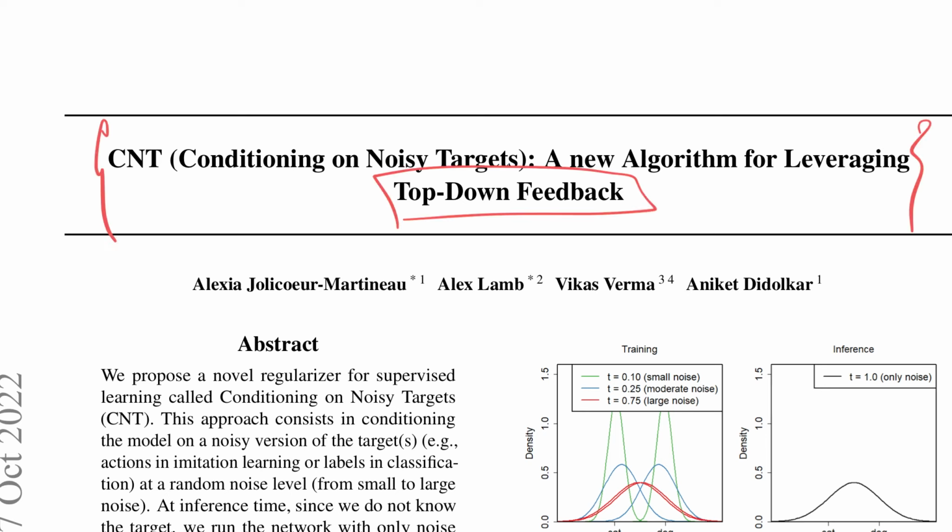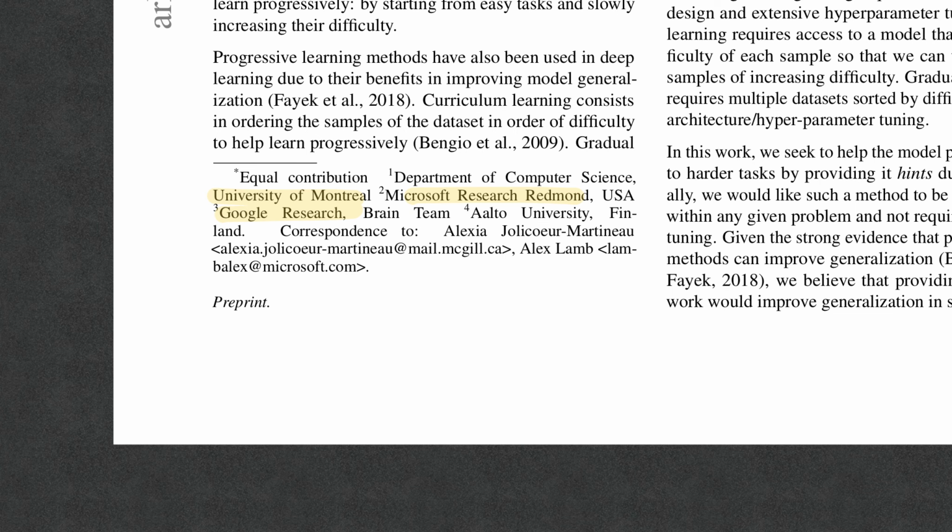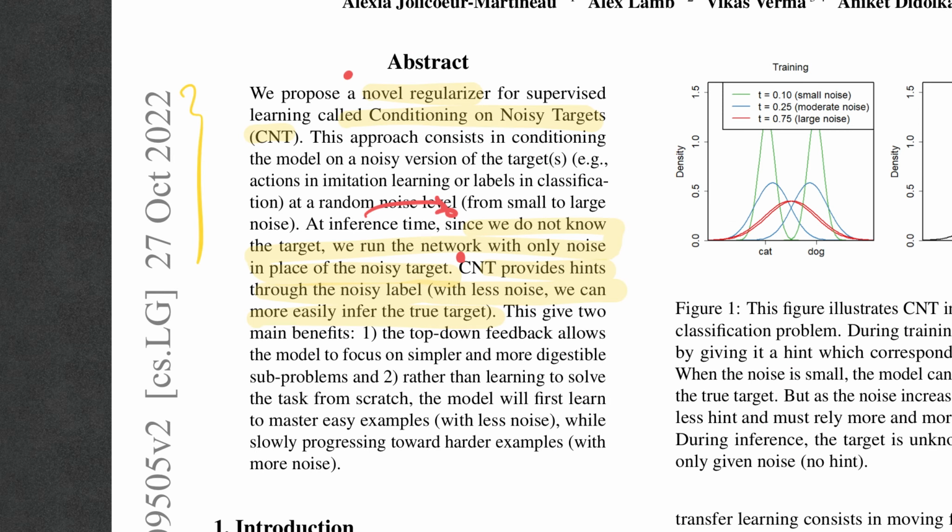In this video, we will discuss the recent paper titled "CNT: Conditioning on Noisy Targets, a New Algorithm for Leveraging Top-Down Feedback." This paper was published in October of 2022 and is a work by a collaboration from University of Montreal, Microsoft Research, and Google Research. In a nutshell, they propose a novel regularizer for the task of supervised learning.